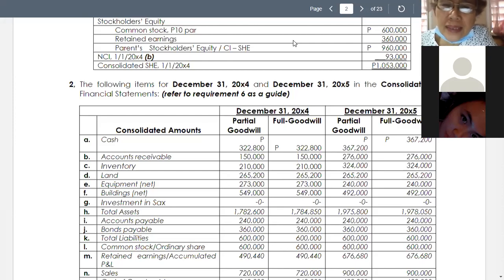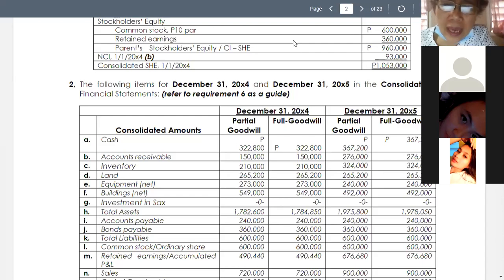Pila class? 1,781,250. Right. Okay? Then, everybody, did you get the amount? Yes, ma'am. Okay. Then we go to accounts payable, the same.